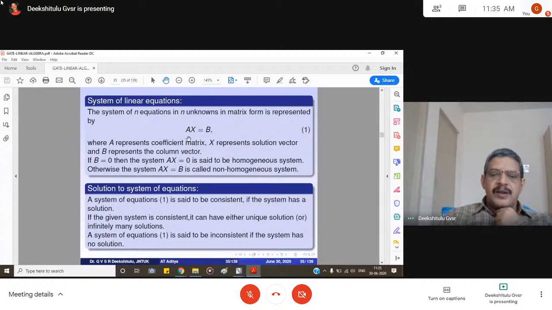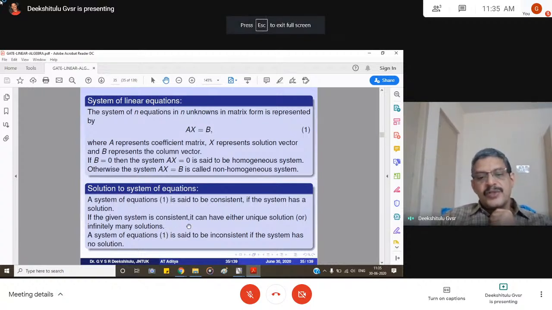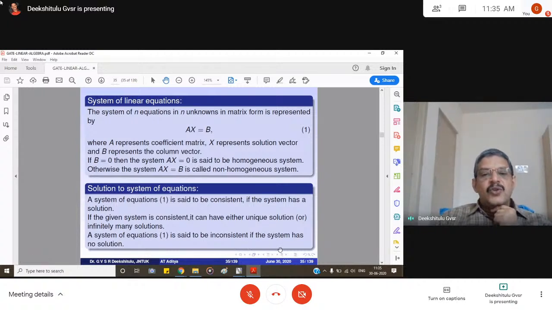Then how many solutions can we have for the equation Ax is equal to B? One, many, or no solution. What are the conditions we have? If the given system is consistent, then it can have either a unique solution or infinitely many solutions for Ax is equal to B. A system of equations is said to be inconsistent if it has no solution. If it has no solution, it is called inconsistent.